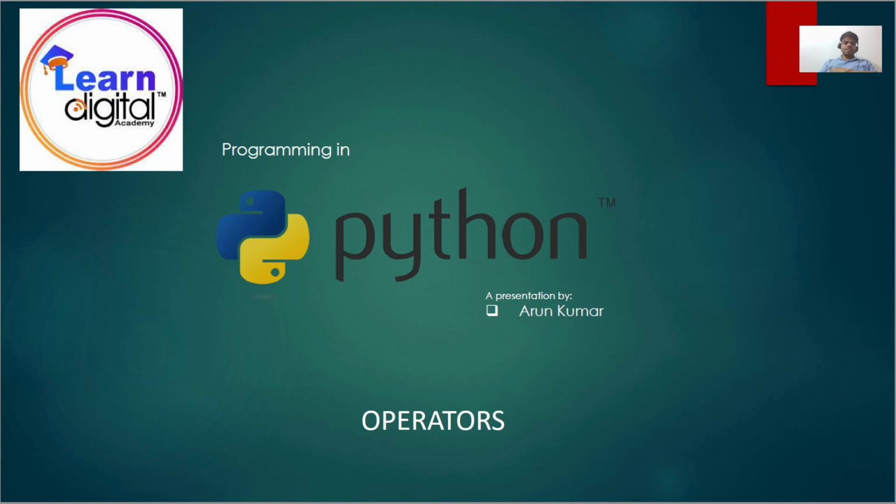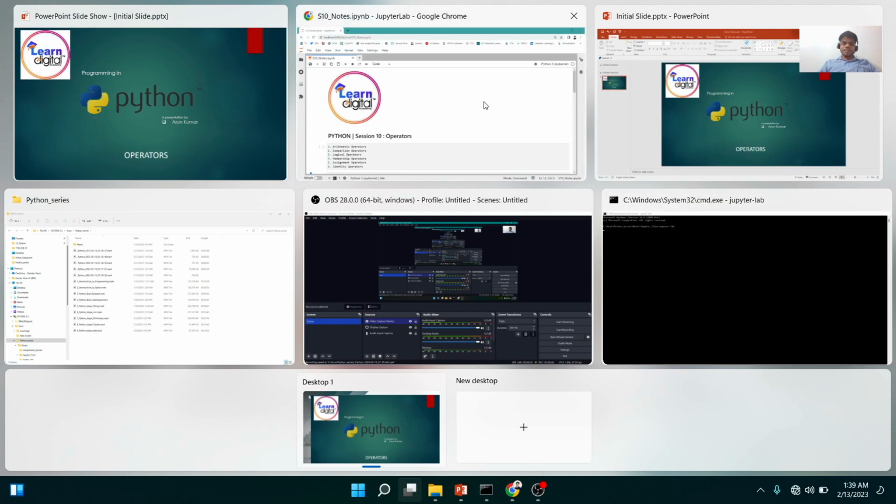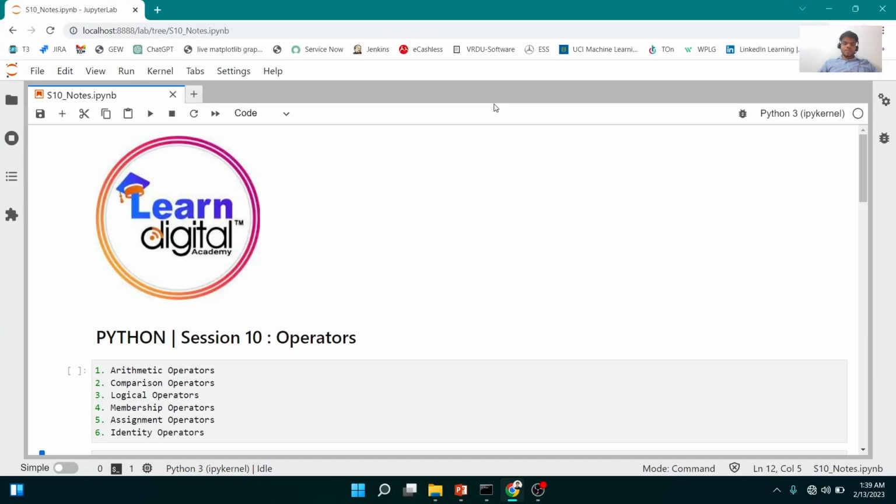In today's class, we are going to focus on the topic called operators. So let's get started. I'm sure in the preceding classes you have learned what the different data types are, and what the different data structures are to hold and access the data. And in this session, we are going to cover and focus on the operators.